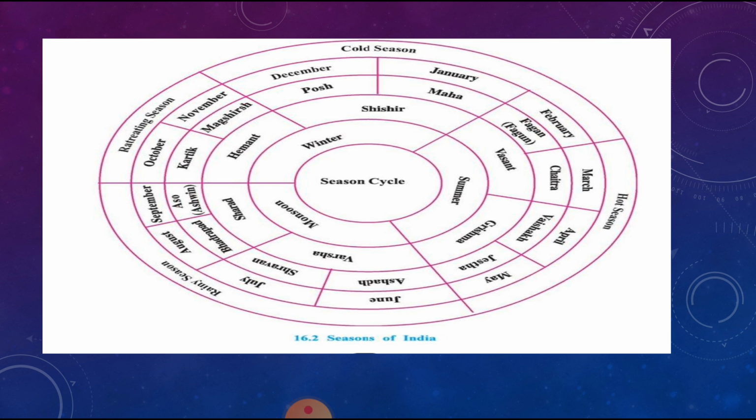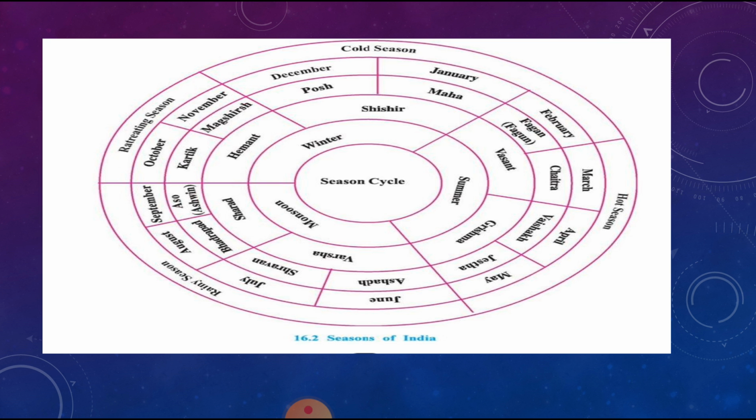You can also see the names in the Gujarati calendar: Bhadrapad, Ashok, Kartik, Makshir, Posh, Maha, Fagun, Chaitra, Vaishak, Jyeshtha, Ashad, Shravana. We can also see the English month names, from January to December, and the season that has been classified as the cold season.